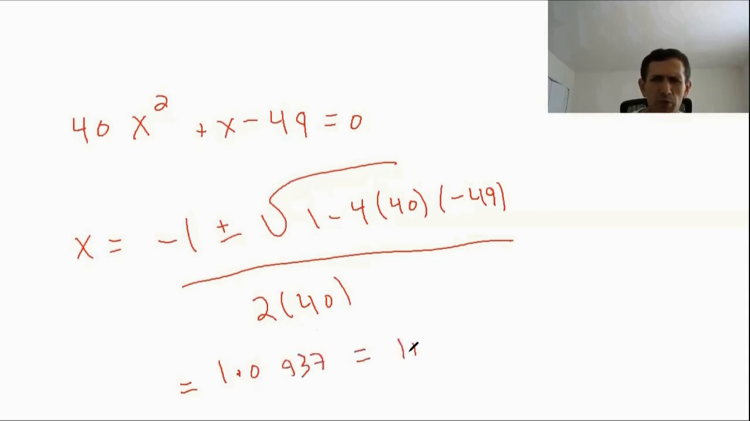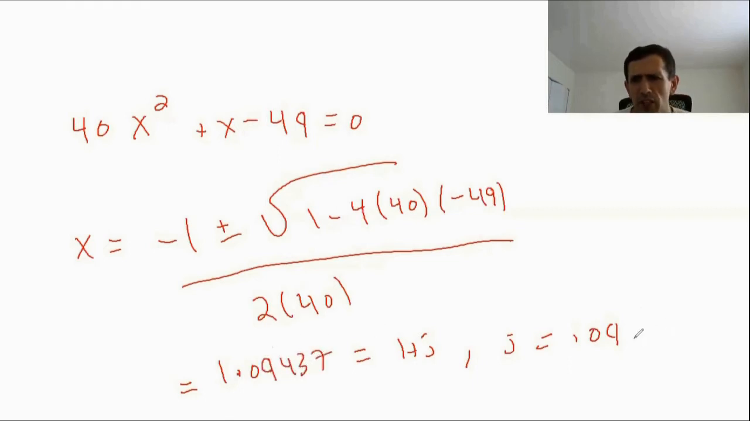Remember, x is 1 plus j. So j is going to be 0.09437. And again, because the problem specifies we want a positive solution for j, we're discarding the negative solution here.